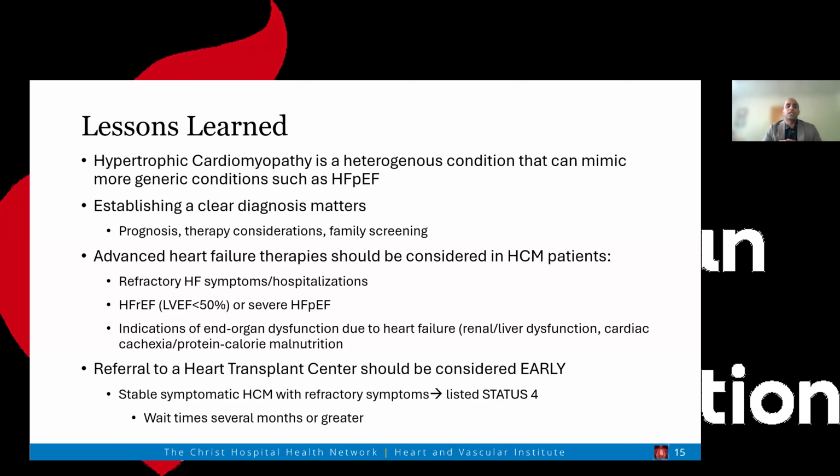Referral to a heart transplant center specifically should be conducted early. A stable hypertrophic cardiomyopathy patient by current listing guidelines is able to be status 4, meaning that if you have someone with refractory symptoms and meds aren't working, that is good enough to get them listed unless there's another contraindication. They may wait months or more in the current system to get a heart transplant, but that is the ideal time. A patient getting a heart transplant with HCM, in my mind, should be someone that is walking into the hospital with symptoms, not someone who's crashing and burning and needing an Impella.